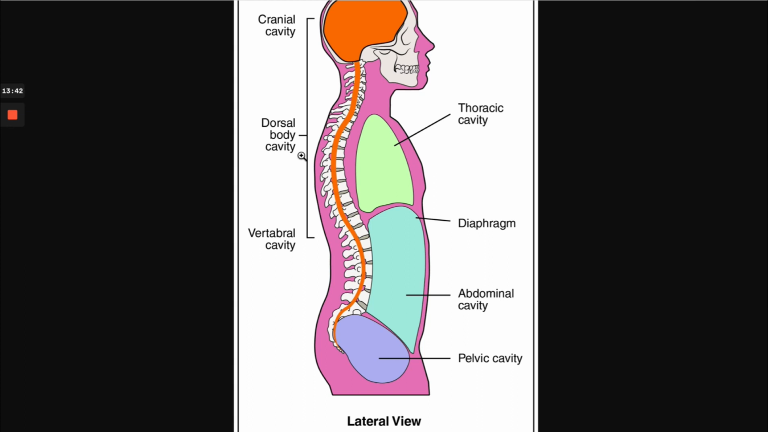And the dorsal cavity is subdivided into the cranial cavity, where the brain is housed, and the spinal or the vertebral cavity. You may hear spinal and vertebral used interchangeably, but essentially that just means that it's where the spinal cord is housed, and it's protected by the vertebral bodies, which is why you may hear it referred to as either spinal or vertebral cavities.